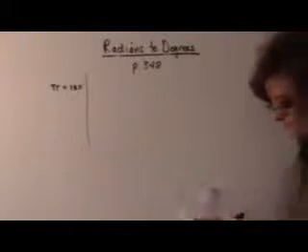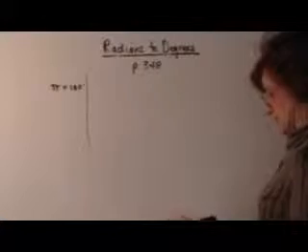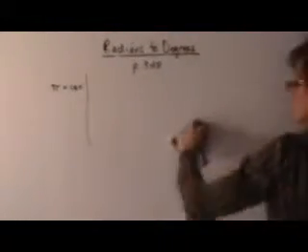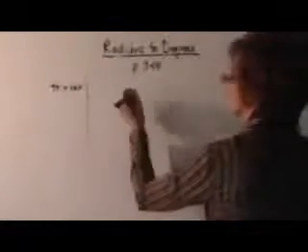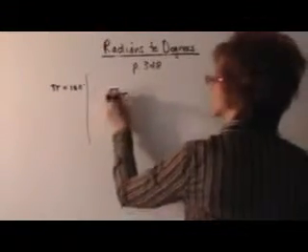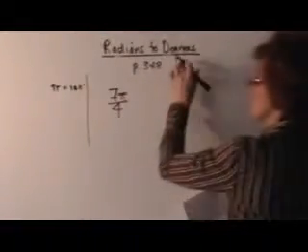So you say, well, that's fine, but what if I have to go from radians to degrees? Let's take a look at an example of radians converted to degrees. Let's say I have 7 pi over 4. It's kind of rattling there, isn't it? And I want to convert that to degrees.